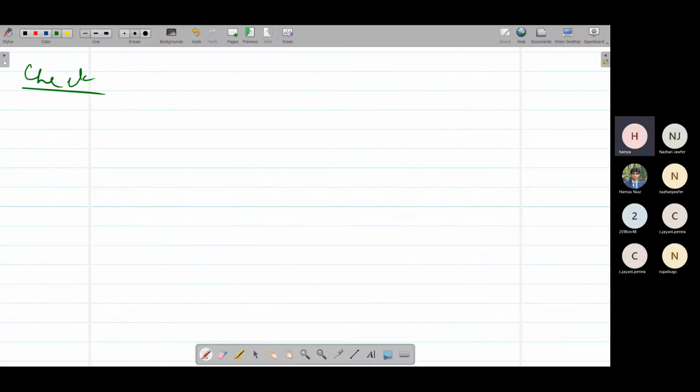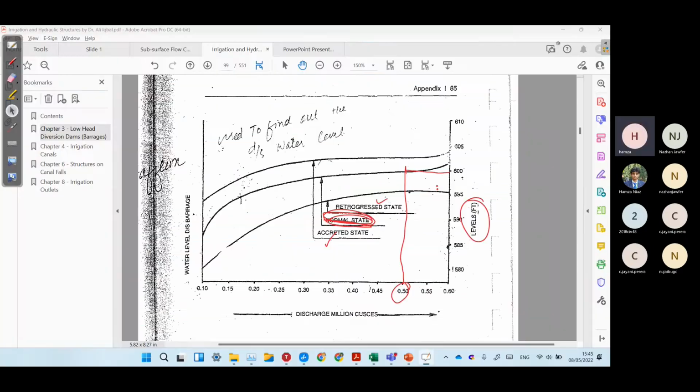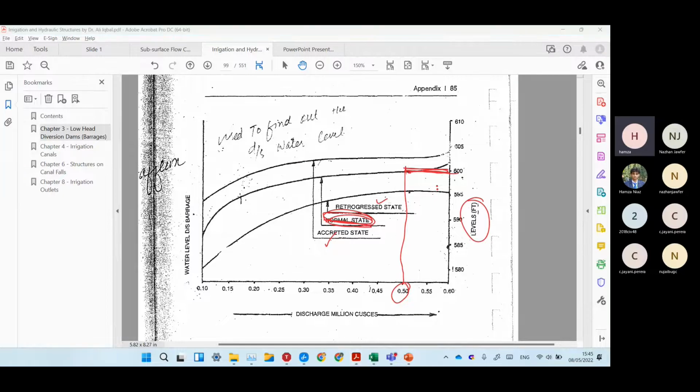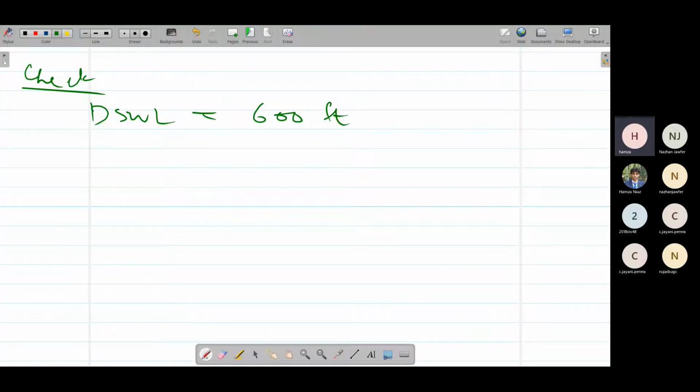For this step, we calculate the downstream water level from the rating curve. That is about 600 feet. So after this downstream water level, now we have to determine the weir submergence.